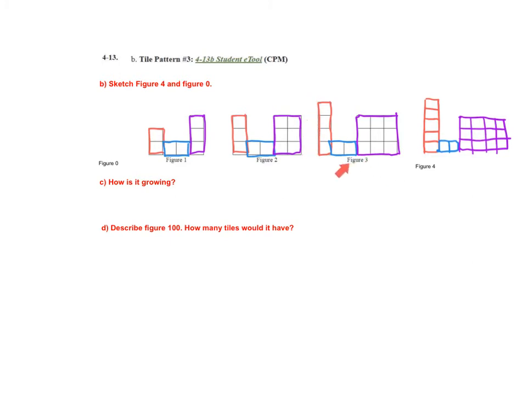So it always seems to be 1 taller than the figure number. Then in purple on the right side, I've got 3 high. And then in figure 2, I've got 3 high and 2 wide. And then in figure 3, I've got 3 high and 3 wide. So it seems to be growing out wide each time.